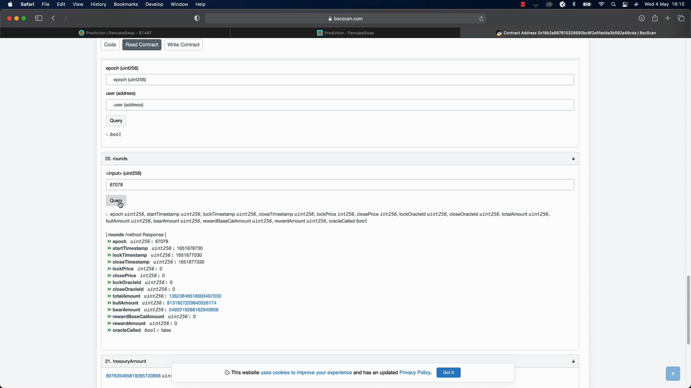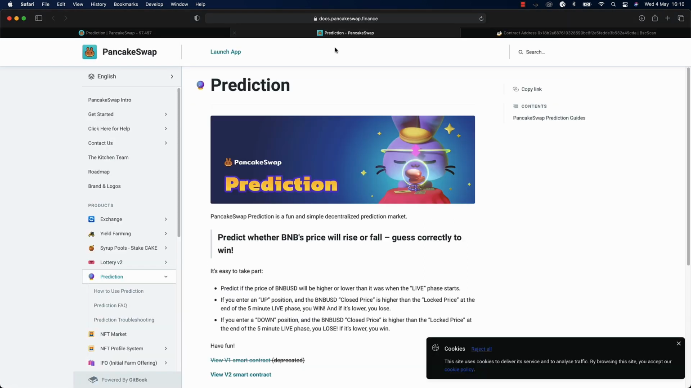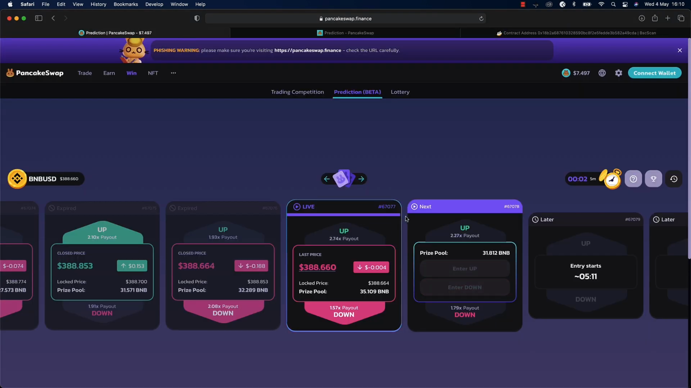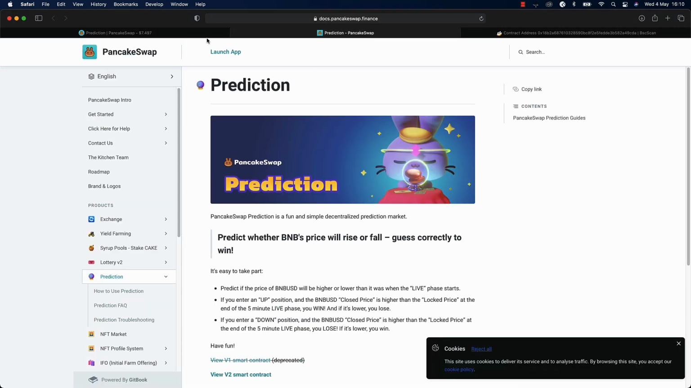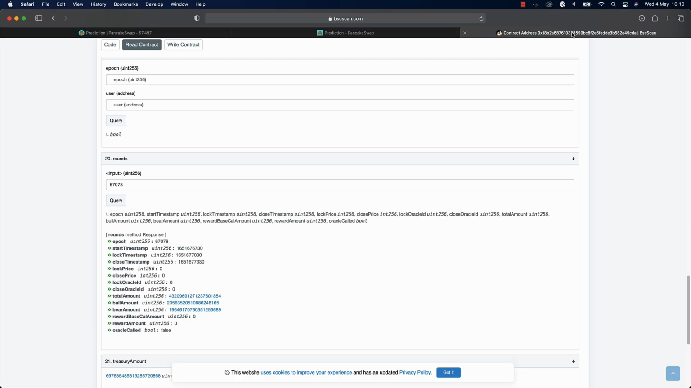If I kept running query, eventually this would all lock. This tells you what the starting time was, what time it locks, and what time it closes. In other words, if I look here, now it should be closing, right? Let's see what happens if I keep hitting this. It should lock any second now. I might have been a little bit too early. Let's go back and see. Yep, it's now calculating. So let's wait here.